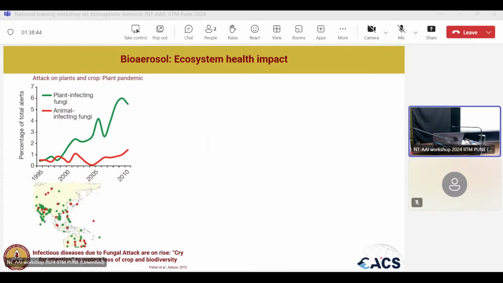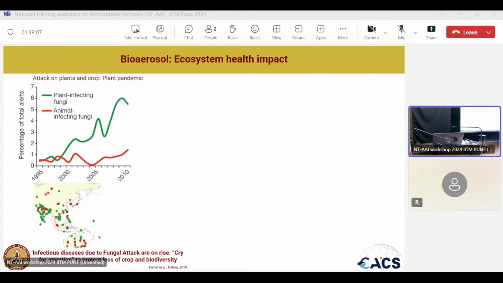Health-wise, of course, they are more important not only for you, but even for the plants. This is a very nice paper. I highly recommend this paper, Fisher et al. in 2010. It's a Nature paper. They have a very simple analysis of animal-infecting fungi and plant-infecting fungi, and how they are on the rise, right? So infectious diseases due to fungal attacks are on the rise.